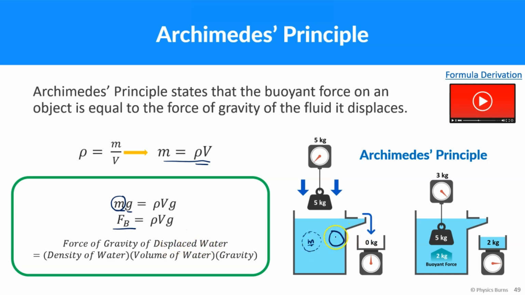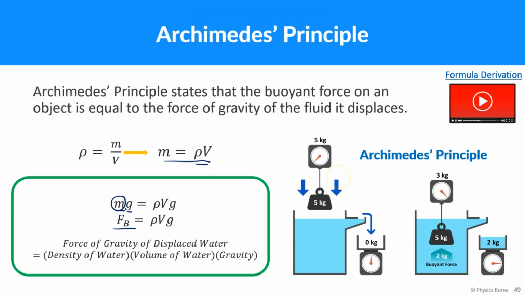So if this rock has more mass than this displaced water right here, it will sink. However, if this ball over here has less mass than this ball of water over here, then it'll rise to the top. Okay, so that's kind of how buoyancy is described. There's also a formula derivation of this, so you can look at that if you want to.